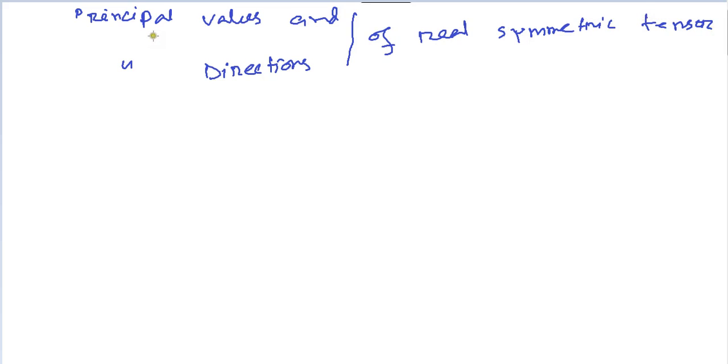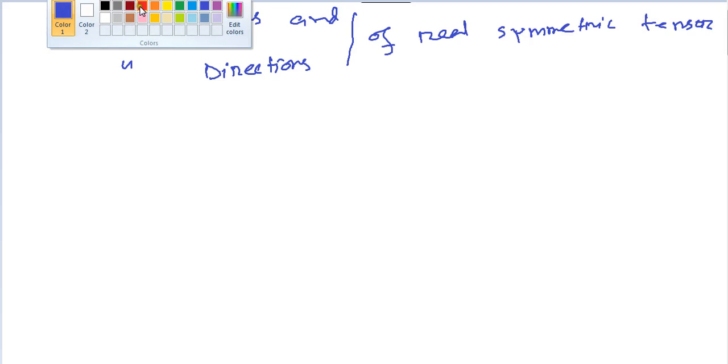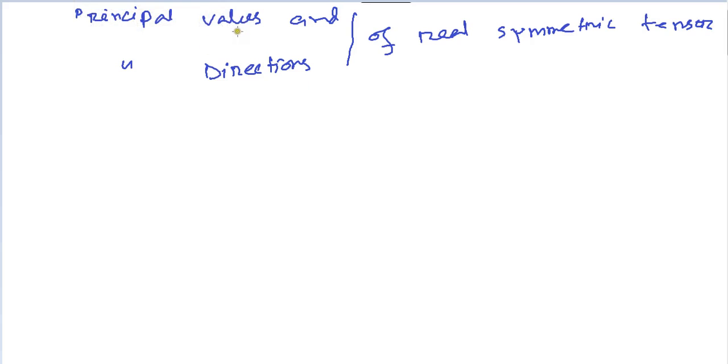Okay. So this lecture is all about how to find the principal directions or principal values of a real symmetric tensor. So you have to understand the symmetric tensor and the real symmetric tensor. So what is a symmetric tensor? A tensor T is said to be symmetric if it is equal to its transpose. We have already learned that from the previous lectures. Then what is a real symmetric tensor?